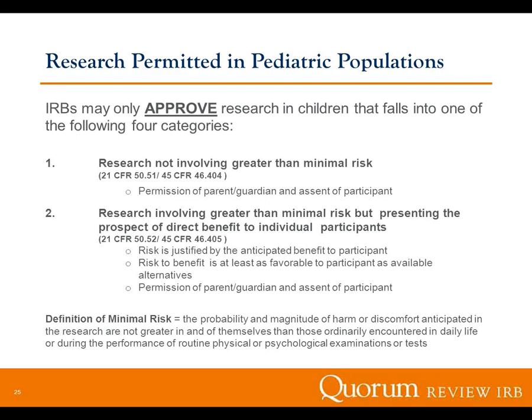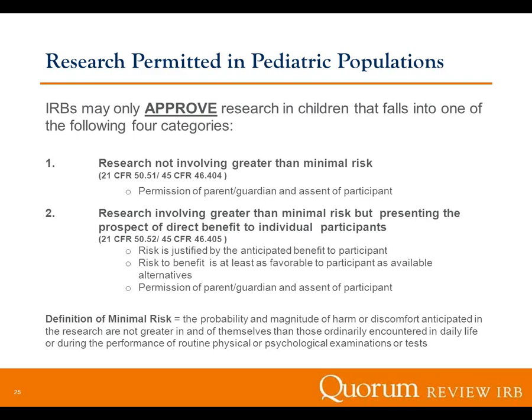Now the second category is research involving greater than minimal risk, but presenting a prospect of direct benefit to individual participants. So the IRB may approve research that falls under this category. There are specific things the IRB would have to find in order to approve research under this category.